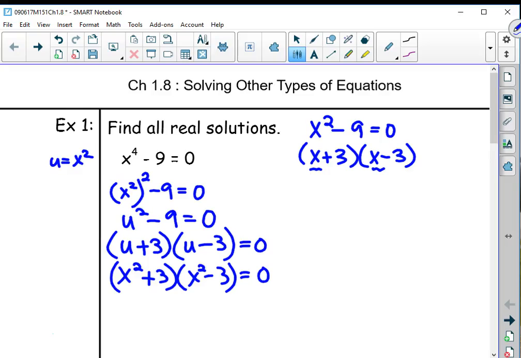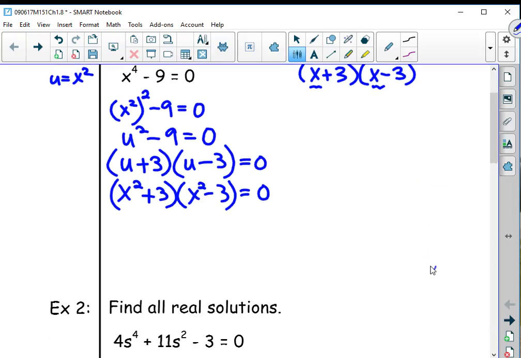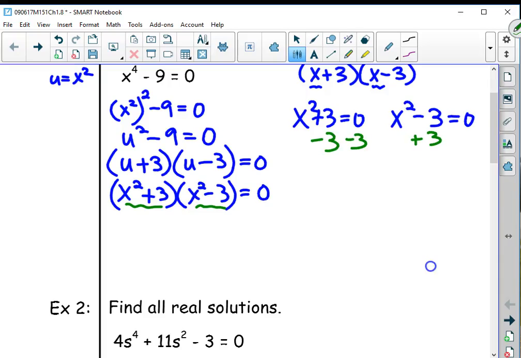Okay, so the book asks us to find all real solutions. And so now what we have is that property of zero product that basically says that this is equal to 0 and this is also equal to 0. Now, on this problem, I'm going to break out both of those and solve them. X squared plus 3 equals 0, and then x squared minus 3 equals 0. Just going to go through essentially similar solving steps. Okay, so I get x squared equals negative 3, x squared equals 3.